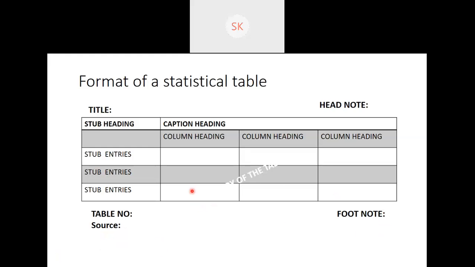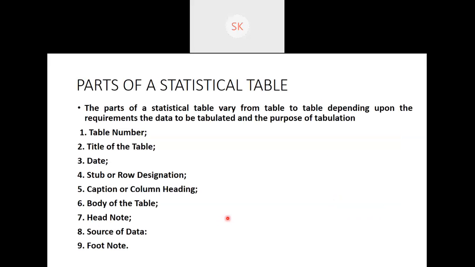And these empty cells what you see, these are the body of the table where you will fill in the actual data. Okay, so this is the format of statistical table. Now let's quickly understand the parts. The first is the table number, then you have the title of the table, date. Few tables will have a date, because they are prepared on an everyday basis, like your timetable.